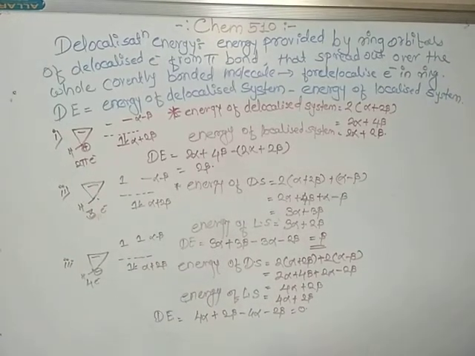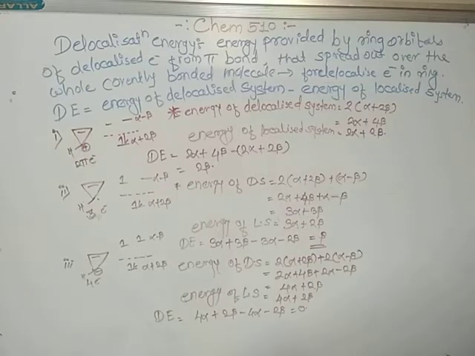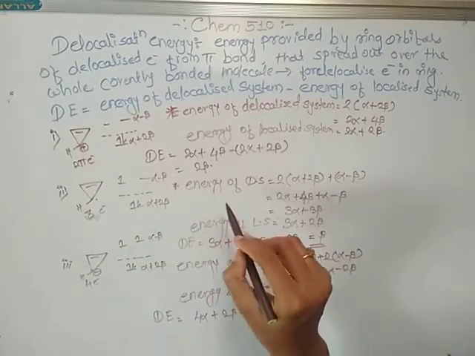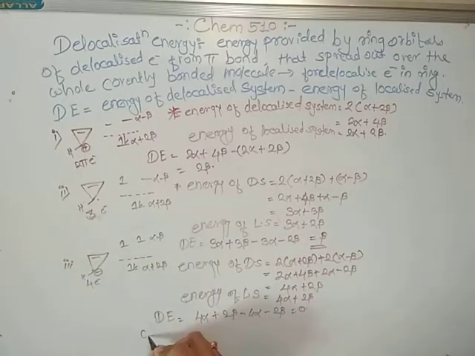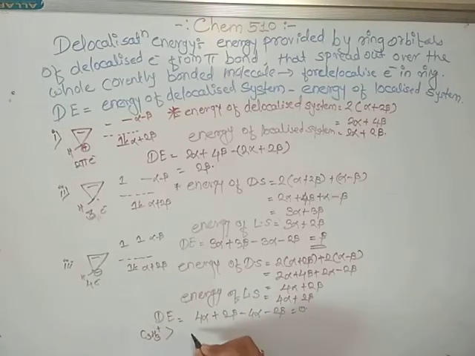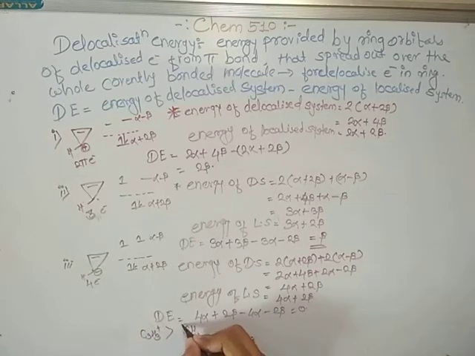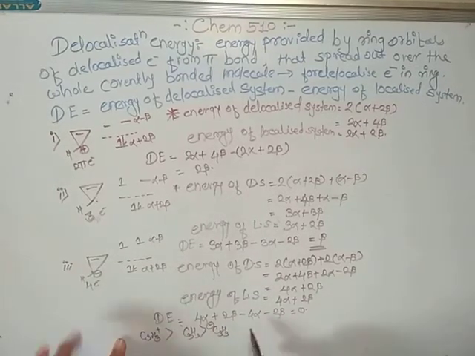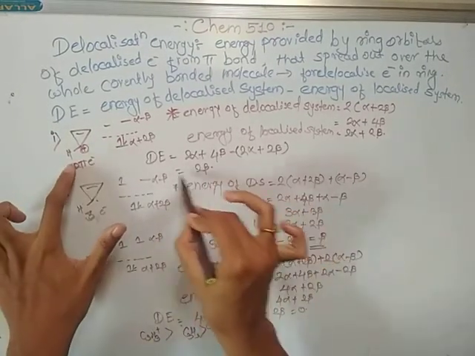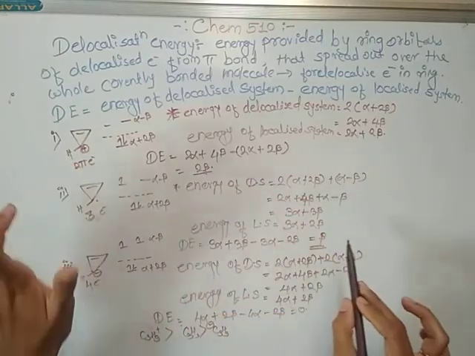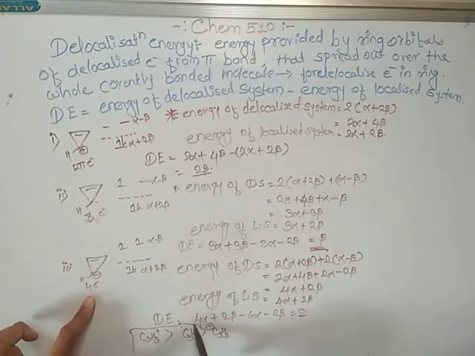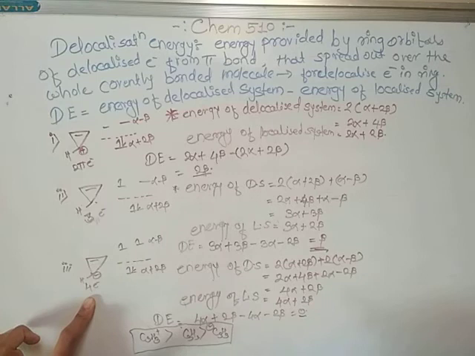From this we can say the stability of this radical, cation and anion. Firstly, C3H3 cation, C3H3 radical and C3H3 anion. Because C3H3 cation has delocalization energy 2 beta, then radical has beta and anion has 0. So we can say about the stability.